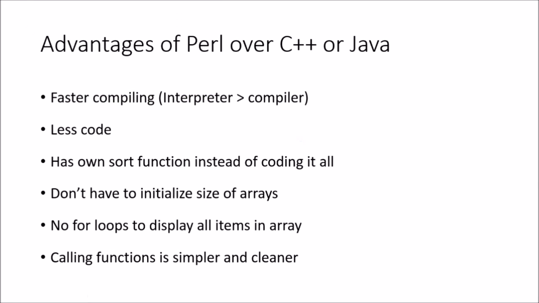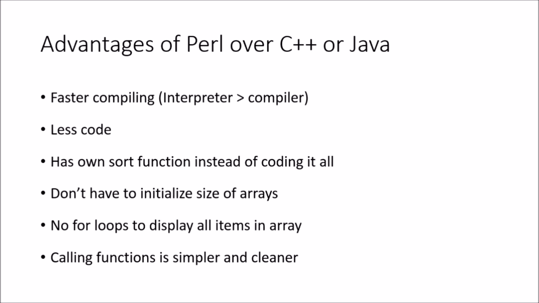So some of the advantages of Perl over C++ that I found out were that Perl is an interpreter language, and that is, it runs faster than a compiler language like C++. And obviously, after we saw the merge sort and quick sort code side by side, Perl is a lot less code, and it has its own functions like sort, so it's easier. And you don't have to initialize the size of your arrays like you would in Java, and it helps out a lot because if you're running your for loops in Java, then it sometimes doesn't work.